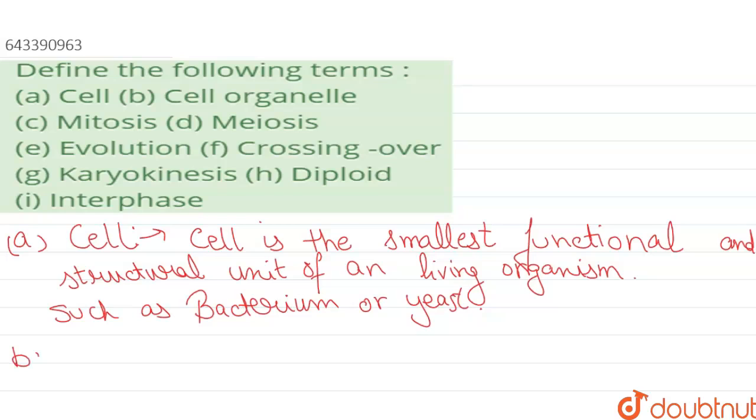Now B. What is a cell organelle? Organelles are the living parts present in the cell having a definite shape, structure, and function.